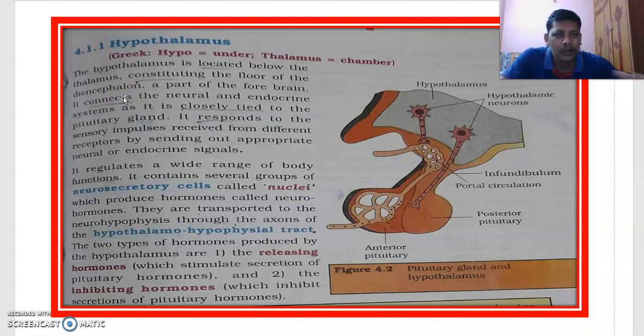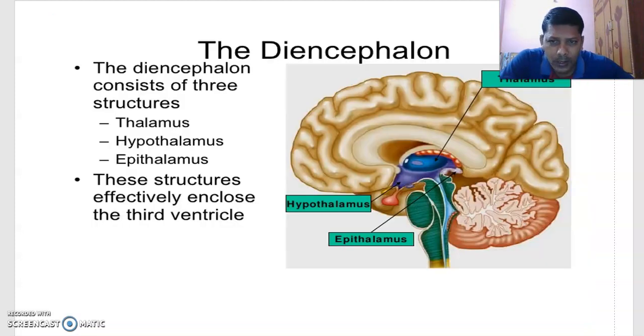Okay, imagine one room. A room has a roof, a room has walls, a room has a floor. The top of the room is the roof of the room. Who is this roof? Epithalamus. This is the roof. The walls of the room are the thalamus, and the floor of the room is the hypothalamus.